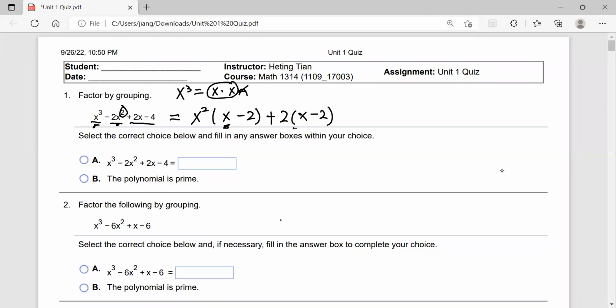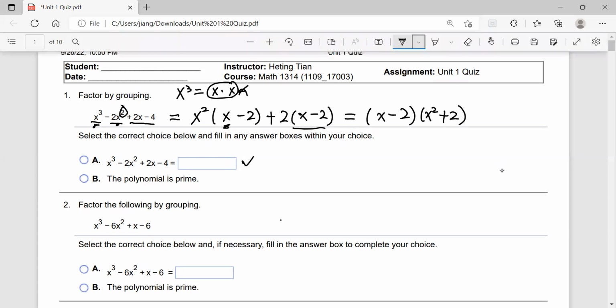And here they have x minus 2. So let's factor out the x minus 2. We have x squared plus 2 left. So this is the factored form here.